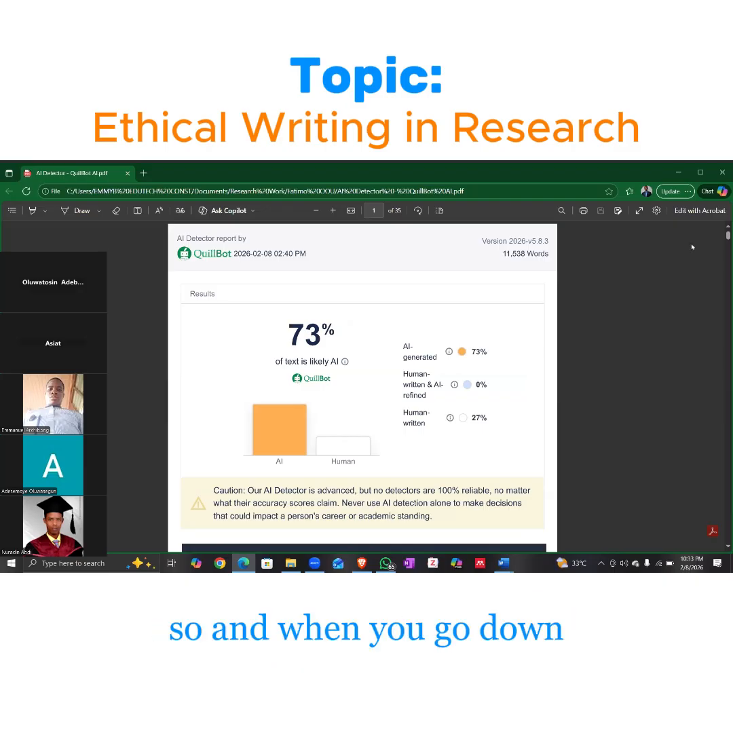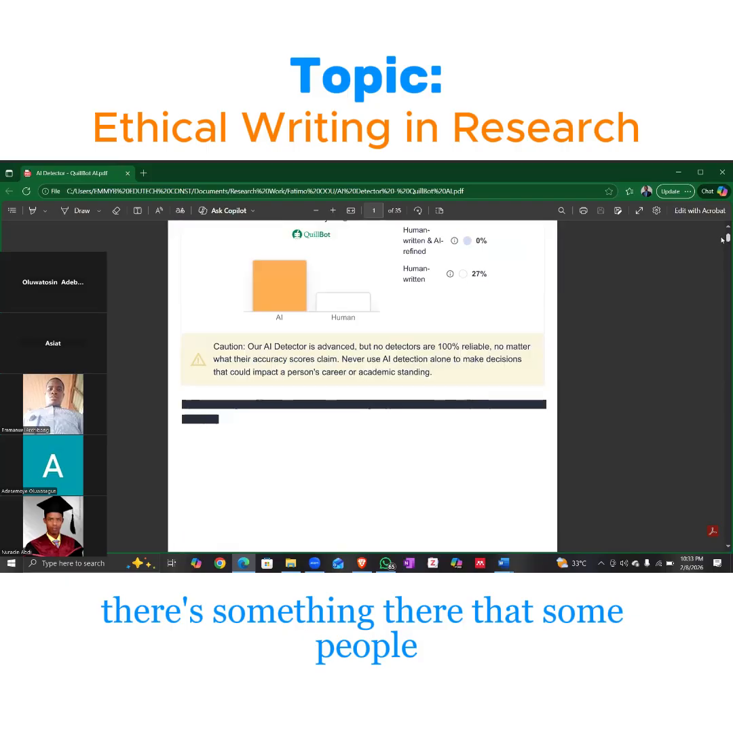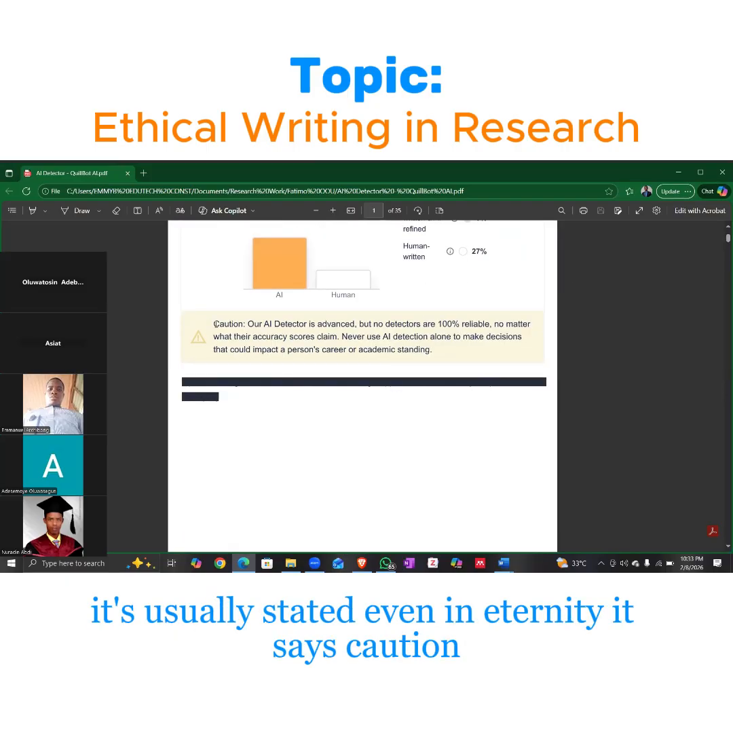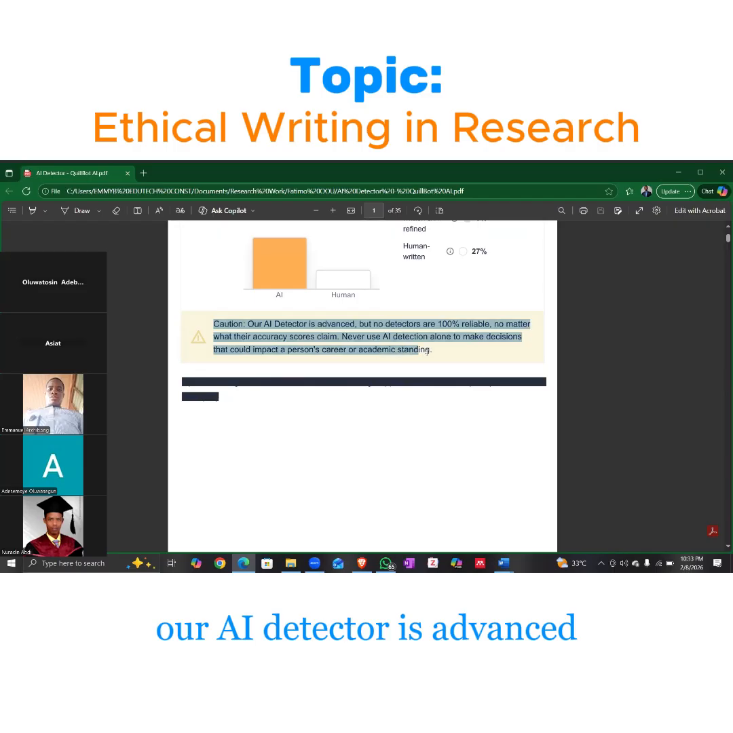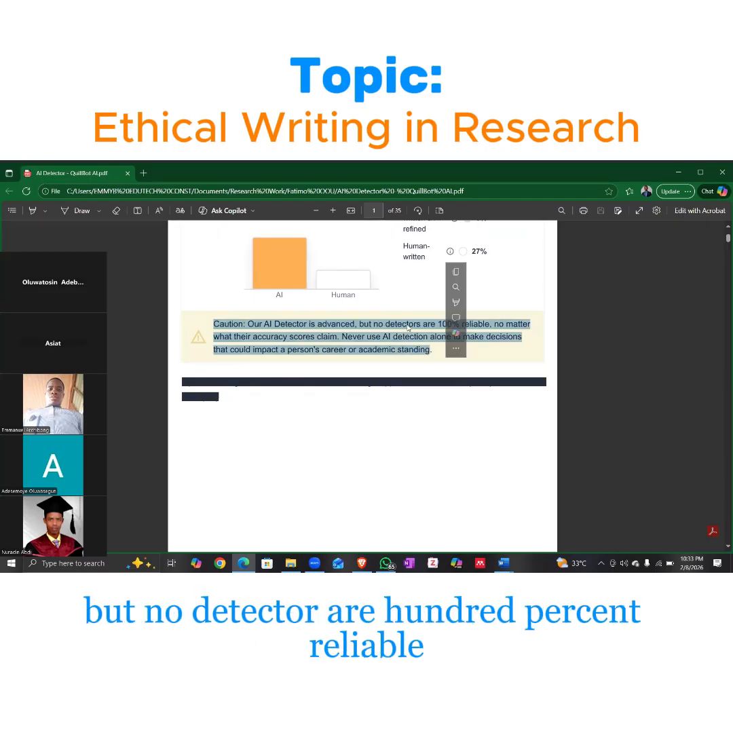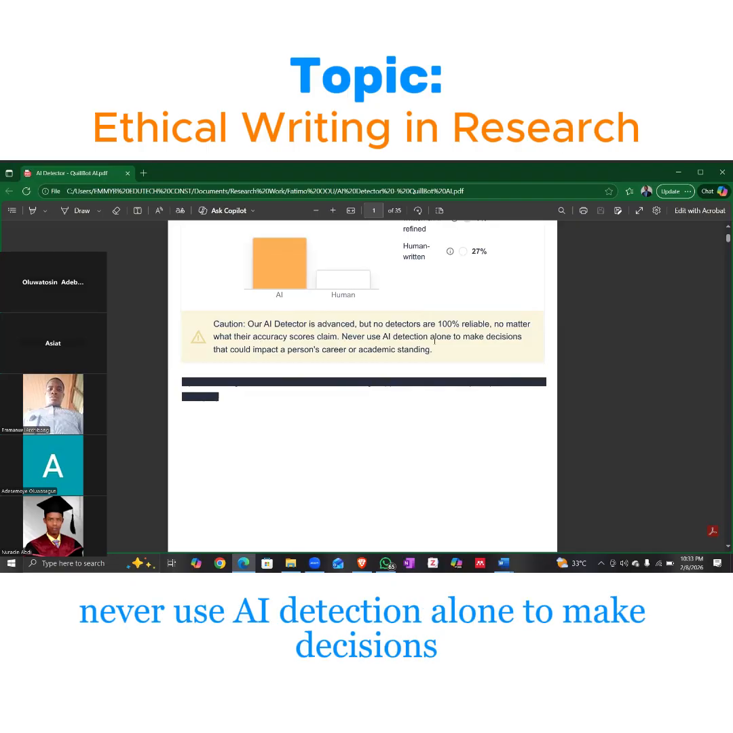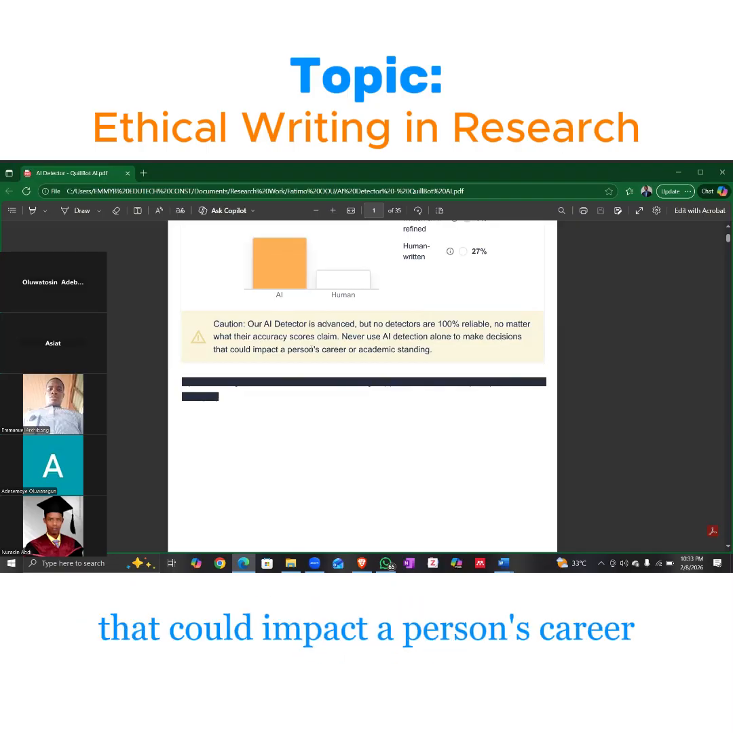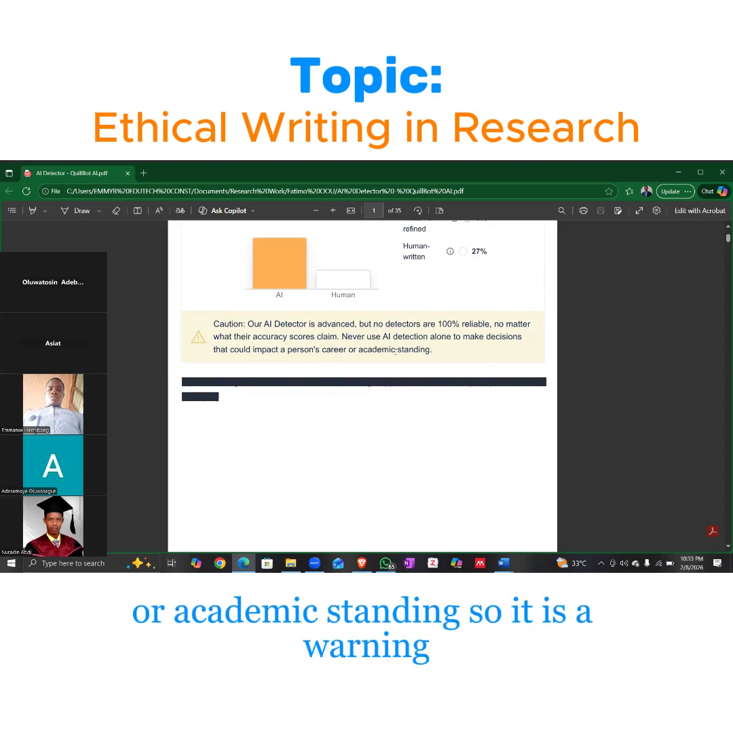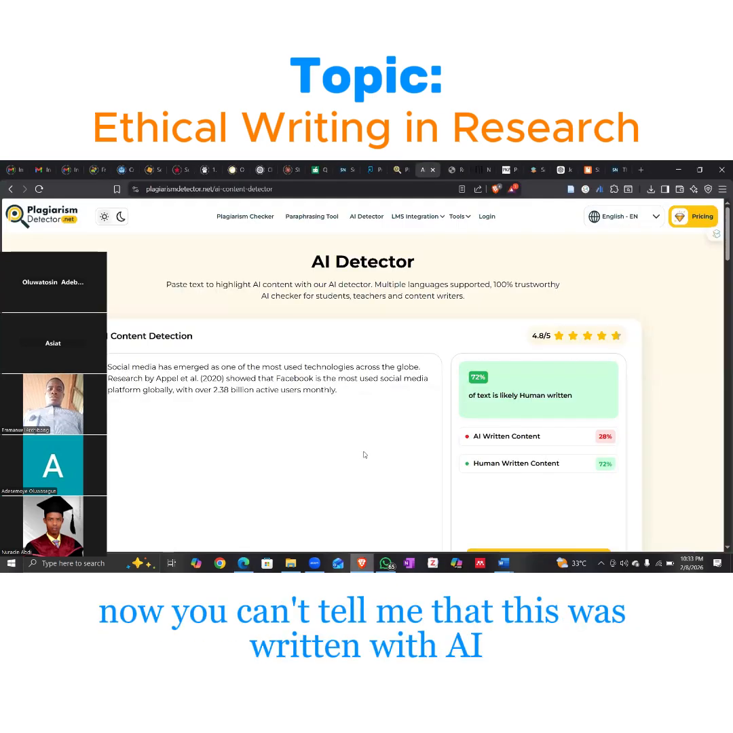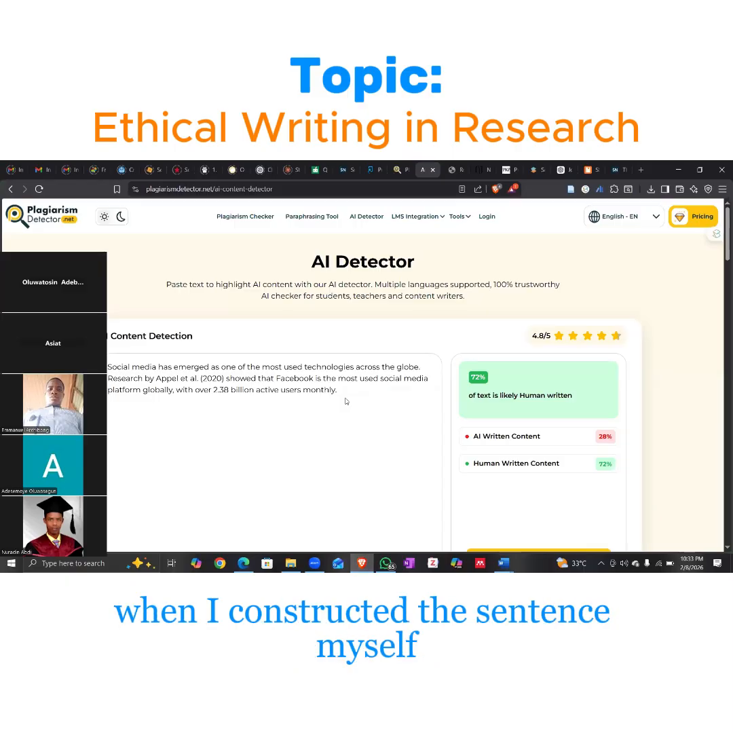And when you go down, there's something there that some people, even the lecturers, ignore. It's usually stated, even in Turnitin: caution, our AI detector is advanced, but no detector is 100% reliable, no matter what the accuracy score claims. Never use AI detection alone to make decisions that could impact a person's career or academic standing. So it is a warning, it's a caution. So like this one now, you can't tell me that this work is written with AI when I constructed the sentence myself.